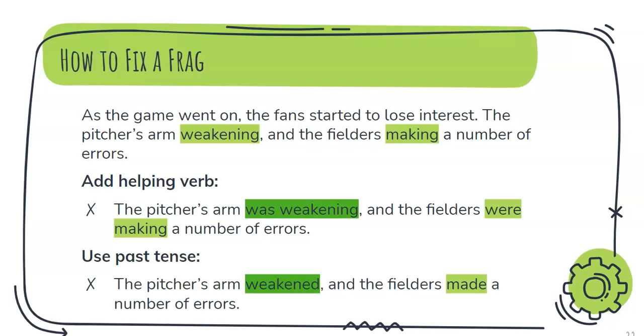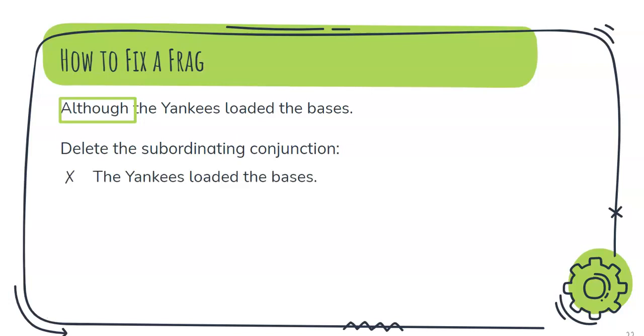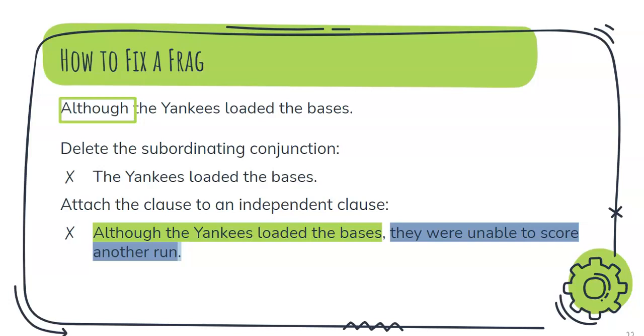Both are equally correct. Our third type of fragment is the one that starts with a subordinating conjunction, although. To fix it, remove the kryptonite, and the sentence will heal itself. The Yankees loaded the bases. 'Nuff said. Another way to fix this kind of fragment is to keep the subordinating conjunction although and add the frag to another nearby sentence. Although the Yankees loaded the bases, they were unable to score another run.